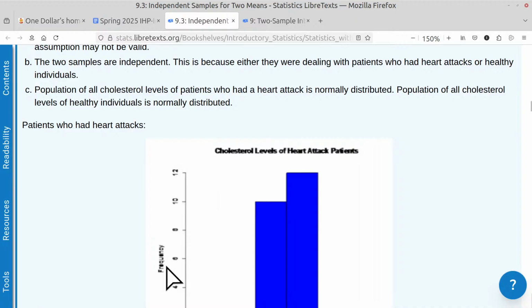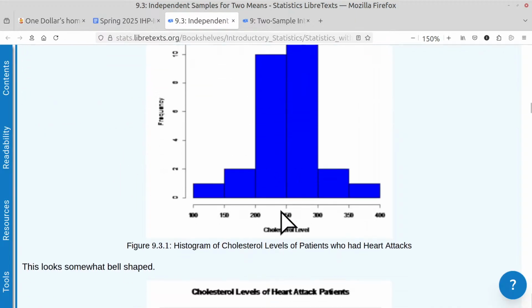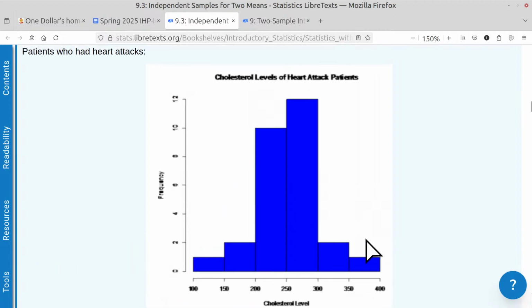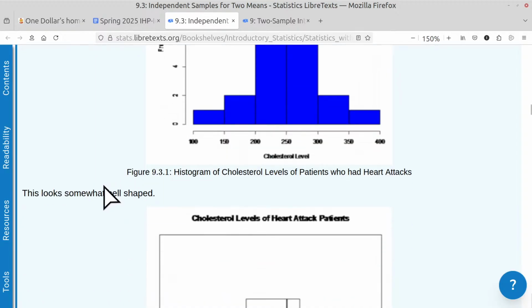For patients who had heart attacks, the distribution is in bins of 100 to 150, 150 to 200, 200 to 250, like this. We can observe that most cases fall between 200 and 300 for the cholesterol level of the heart attack patients. Okay, let's check next.